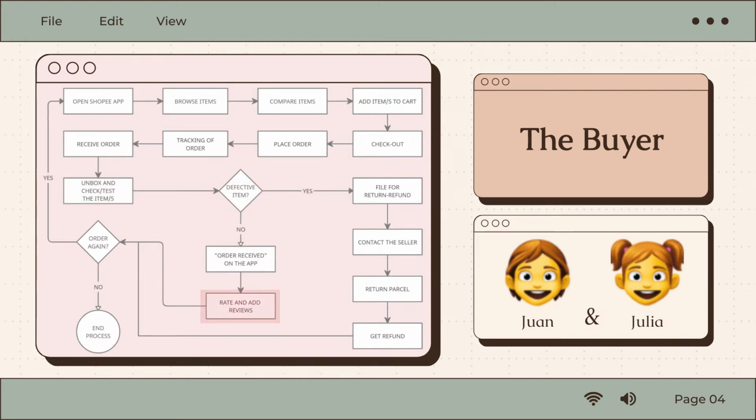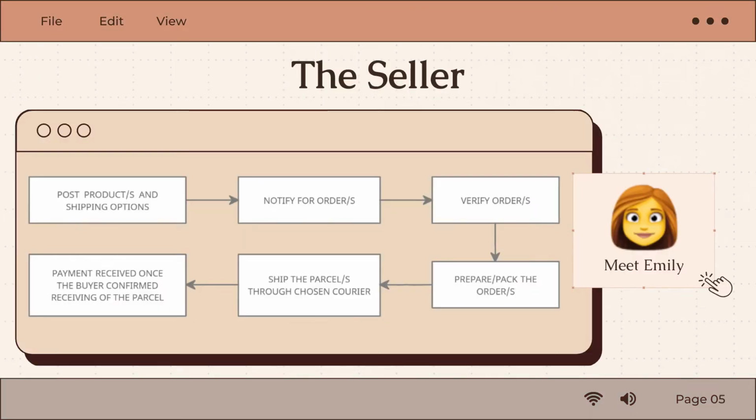with a 5-star rating. Meanwhile, Julia, another Shopee customer who was unsatisfied with her parcel, filed for a return refund on the app. She reached out, conversed with the seller, then returned the parcel to the seller and got her refund shortly. Moving on to the seller.